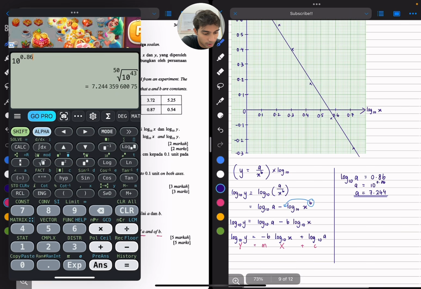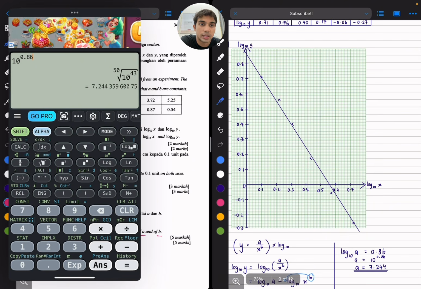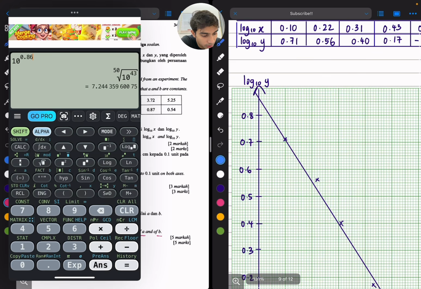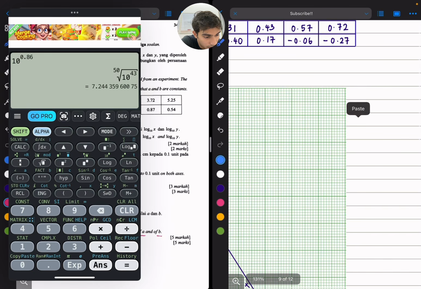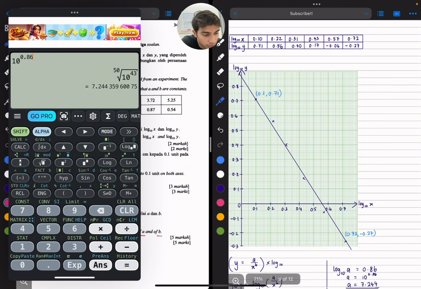Done. Then we need to find b. Negative b represents our gradient. So we need to find the gradient first, then only we can solve for b. To find the gradient, we take 2 points that are on the line, which are these 2 points. This point is 0.1 and 0.71. The last point is 0.72 and negative 0.27. You just take the values from here, these two. Don't take any of these because these are not part of the line.